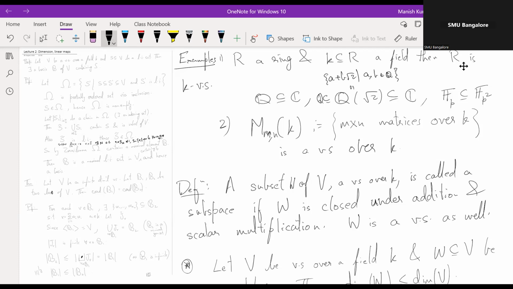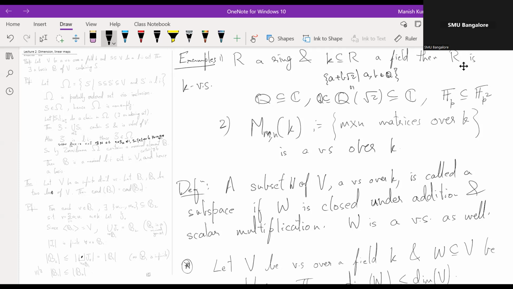If you take a p-dimensional vector space over Fp, then it will have p power p elements. Or n-dimensional, then it will have p power n elements. Okay.